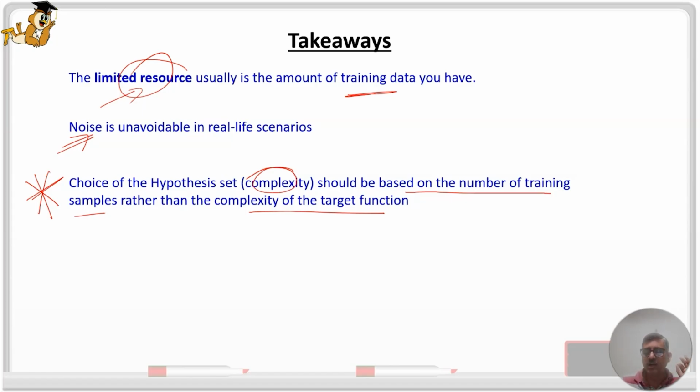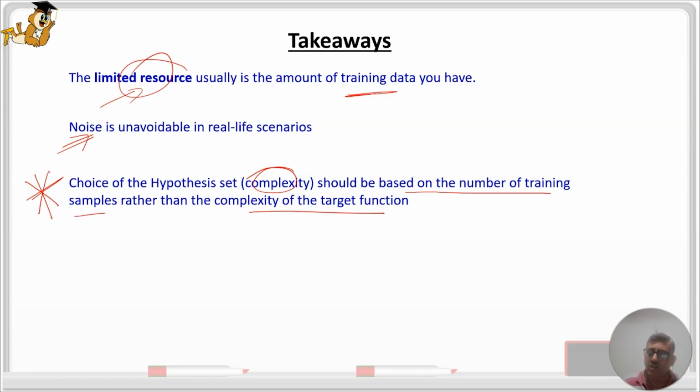So it would be very attractive for you to say that, look, my target function is most likely a fairly complex target function. Let me choose a hypothesis set that is of a similar complexity as the target function, and then let me use whatever training samples I have to get the best hypothesis based on those training samples. And if you try to do that, you would be in for a disaster. Your Eout would be very bad.